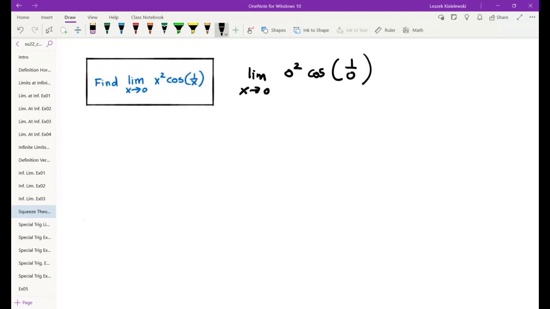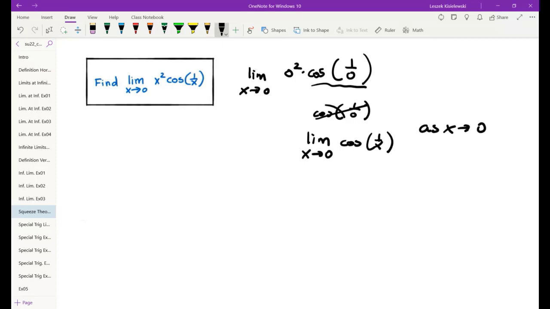Well, you get something that's weird. I mean, you get 0 times something, but this cosine of 1 over something that goes to 0, this limit doesn't exist, right? Why doesn't this limit exist? Well, cosine just keeps oscillating, right? As x goes to 0, 1 over x will go to plus or minus infinity, doesn't matter which one.